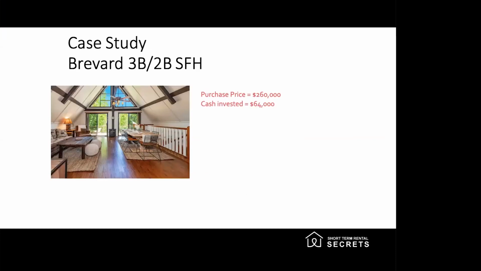This is actually Mike's first. This is your first one, right, Mike? Yeah. So this is Mike's first property that he got. He bought this property for $260,000. He put $64,000 of his own money into it between down payments, upgrades, furnishings, all that good stuff.